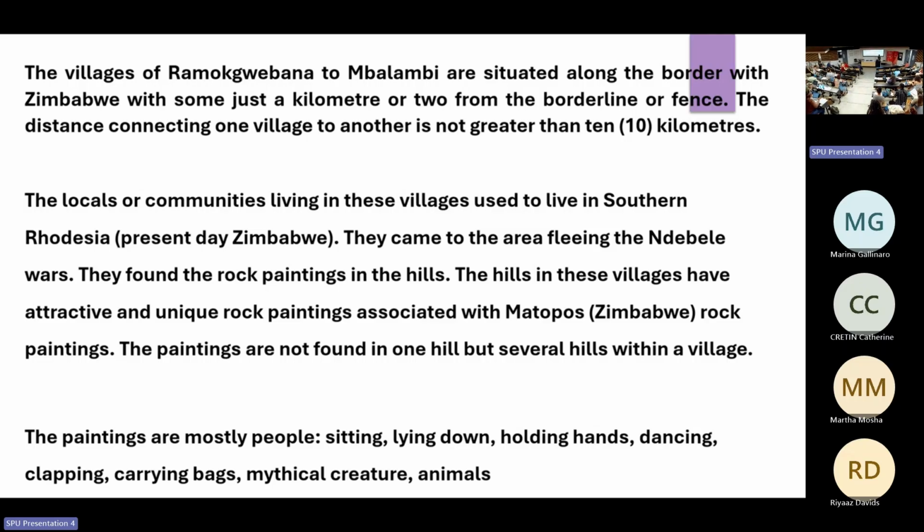They found the rock paintings in the hills. The hills in these villages have very attractive and unique rock paintings associated with the Matopos rock paintings in Zimbabwe. The paintings are not found in one hill but several hills within a village. The paintings are mostly people sitting, lying down, holding hands, dancing, clapping, carrying bags, mythical creatures and animals.